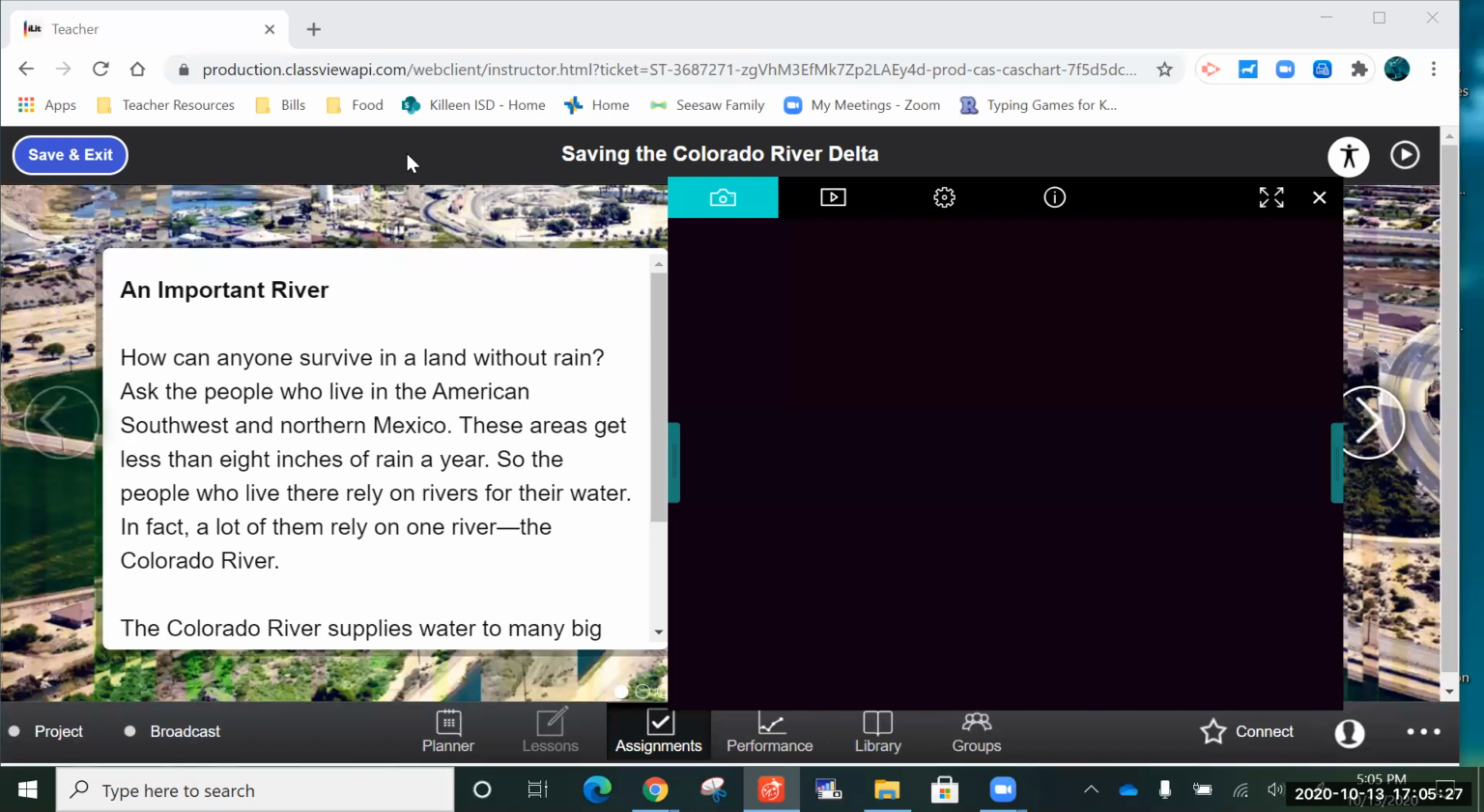So I wrote the critical response question up here at the top. Do you think it's important to save the Colorado River Delta? And you explain. All right. Notice I'm not writing the whole thing, because if you remember after it says explain, there's bold words. Well, it's on all of them.